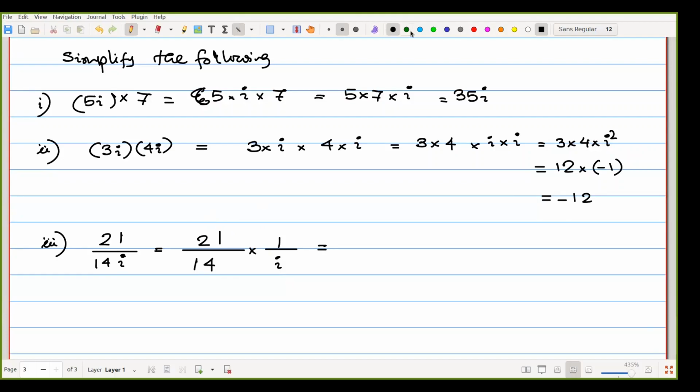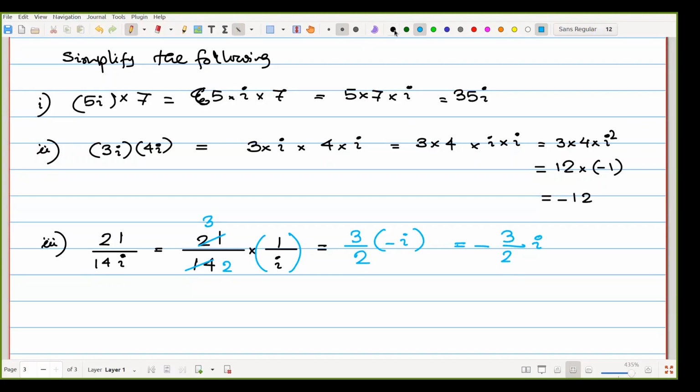21 by 14 can be divided, suppose by 7, so that is 3 by 2. So it can be written as 3 by 2. Now look at the 1 by i. That means that is the reciprocal of i, so it can be written with minus i. So we are writing it as minus 3 by 2 i.